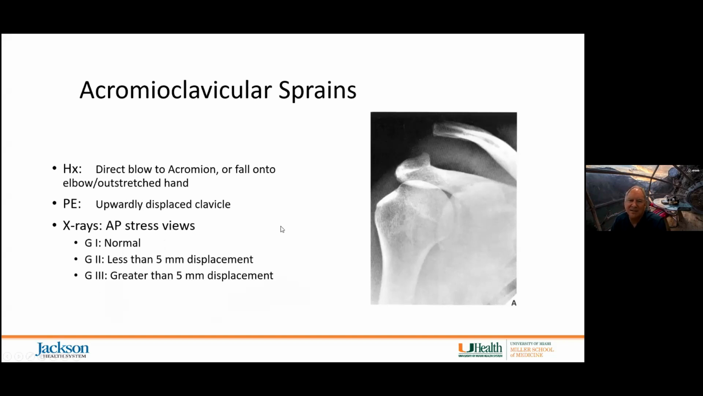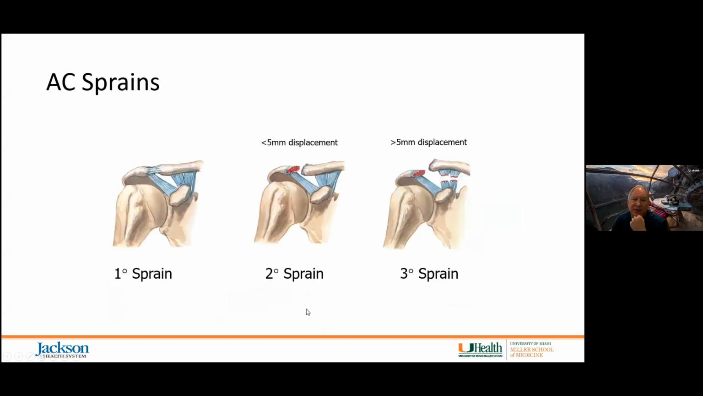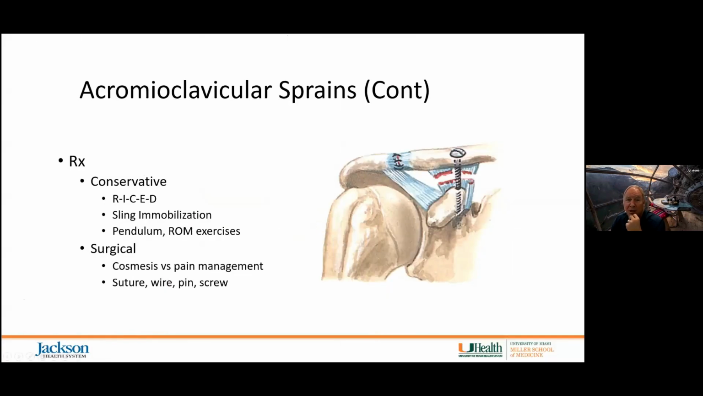Generally speaking, we list these as grade 1, grade 2, or grade 3 sprains. So a grade 1 sprain, you don't see a significant disparity between the level of the AC joints. A 2nd degree sprain, on the other hand, you're going to see a 5 millimeter displacement, and a 3rd degree sprain is you're going to see a 5 millimeter displacement of the clavicle relative to the AC joint, which is going to reflect AC joint complete tear, and typically the coracoclavicular ligaments are going to be torn as well.